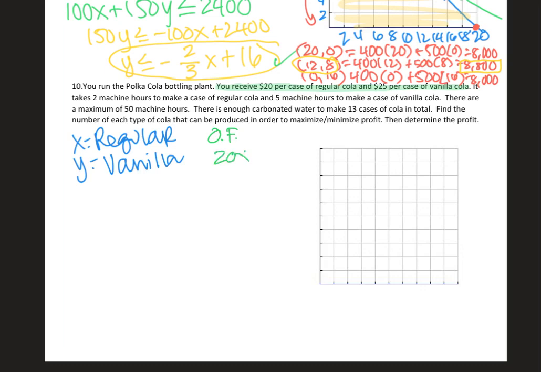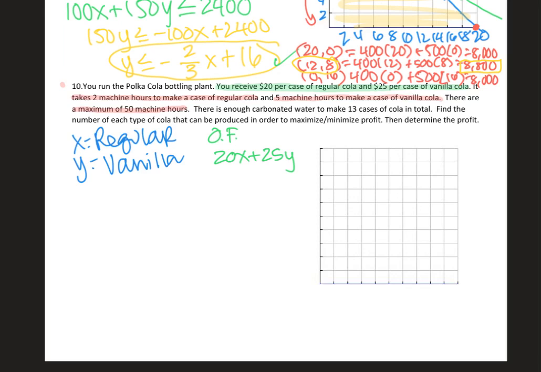So 20x plus 25y. Okay. All right. The next sentence says it takes 2 machine hours to make a case of regular, 5 machine hours to make a case of vanilla, and there's a maximum of 50 hours that you can do with machines. Okay, so all of my hours are going to be combined together in one inequality, because I say 2 for every regular, 5 for every vanilla, which is going to give you 50 total.